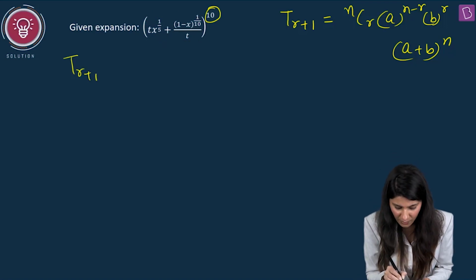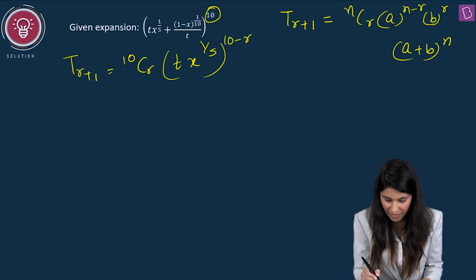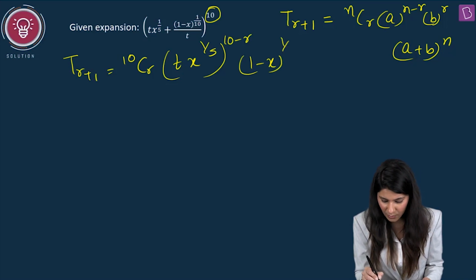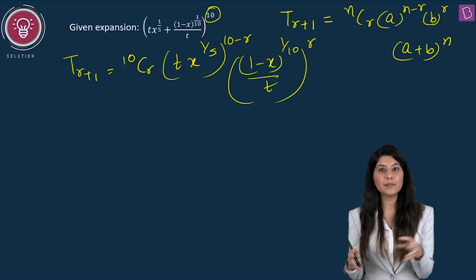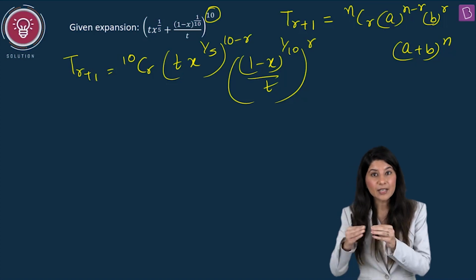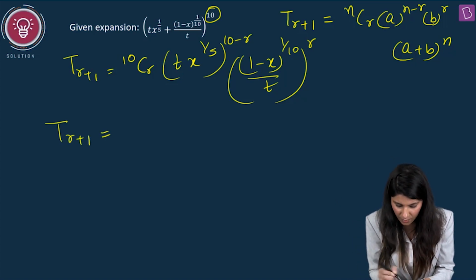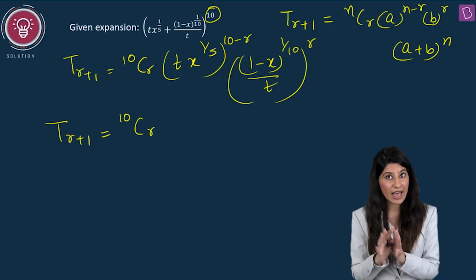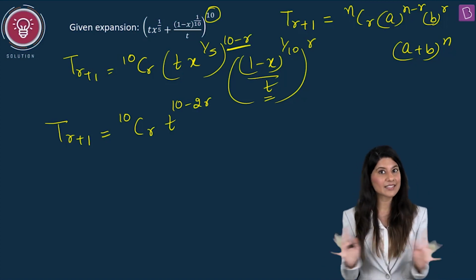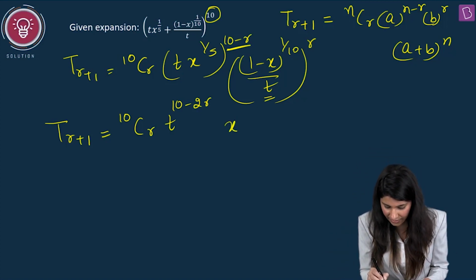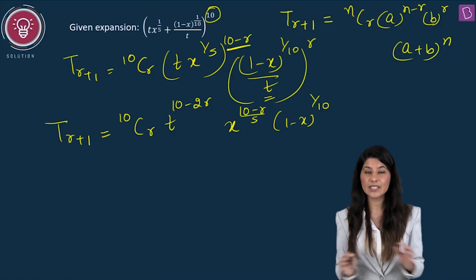So we have T(r+1) equals 10Cr times t x raised to power 1 by 5 raised to power 10 minus r, and then we have this b, 1 minus x raised to power 1 by 10 by t, all raised to r, right? This is the general term. Once I get the general term, I am interested in a term independent of t. That means I'll collect the power of t and make it equal to 0. Yes, that's how we do this question. T(r+1) equals 10Cr, and we have now t raised to power 10 minus r minus r, that means 10 minus 2r, right? This is the complete power of t. And we have x raised to power 10 minus r by 5, and we have 1 minus x raised to power 1 by 10. This is T(r+1).